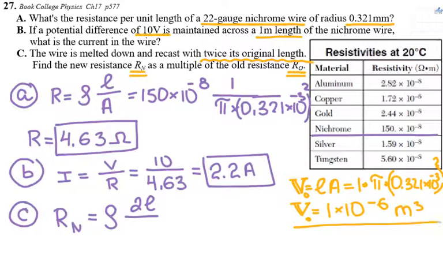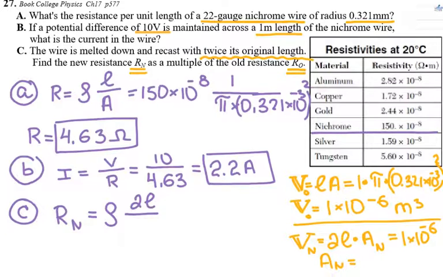And what they did now is twice the length. The new volume has to be the same as the original volume because it's the same wire. But what you do is twice the length, and the area is new, and it has to be equal to the same 1 times 10 to the negative 6 cubic meters. So the original length was 1, so it's 2 times 1. That means the length of the wire is now 2 meters, not 1 meter. So the area is going to be equal to 0.5 times 10 to the negative 6 square meters.